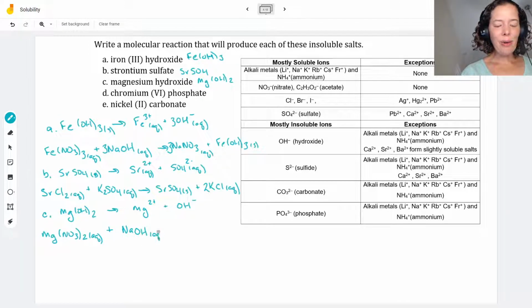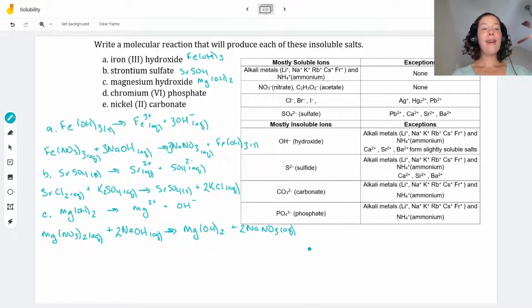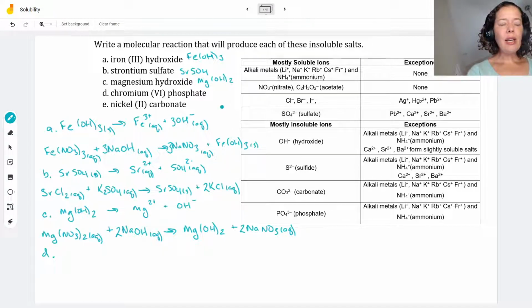So this is soluble. And if I'm going to predict products here, of course, I'm going to get my magnesium hydroxide, which is what I want, and I'm going to get sodium nitrate, which is soluble. Now let's balance. I need a 2 here, a 2 here. That's it. And that is the molecular reaction we need. Okay, let's keep going. So part D, I need chromium(VI) phosphate.